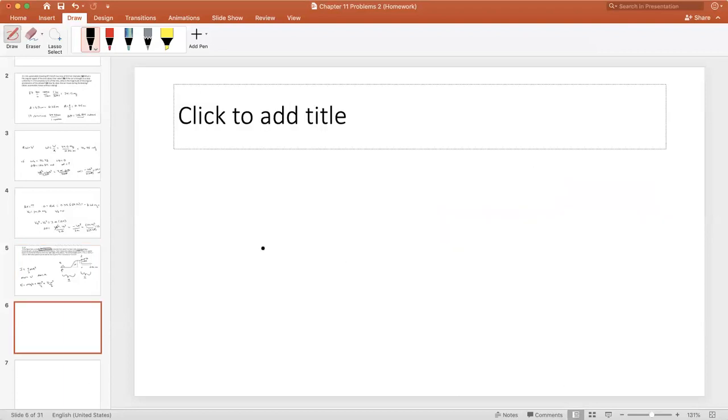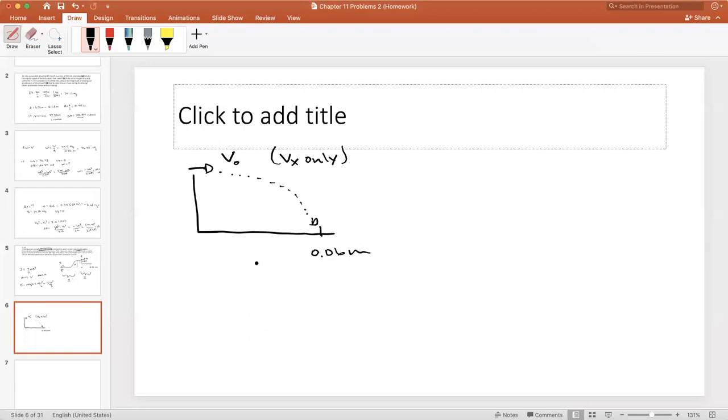And redraw this part. We have a projectile that has some V initial, which is only in the X, Vx only. And it's going to land a distance of 0.06 meters from where it begins. And this is projectile motion, okay? And what we want to know is what V naught is.